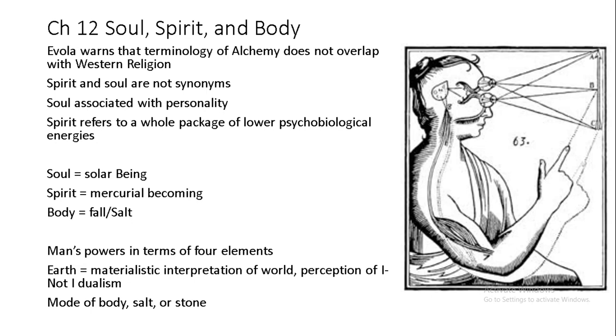Evola goes on to also interpret man's powers in terms of those four elements, by noting that the element of earth, for example, expresses the power of a materialistic interpretation of the world, conditioned by a kind of perception that takes for granted the opposition between the I and the not I, which more advanced modes of knowing will later reveal to be something of an illusion. This is, of course, the mode of the body, or of salt, or stone.